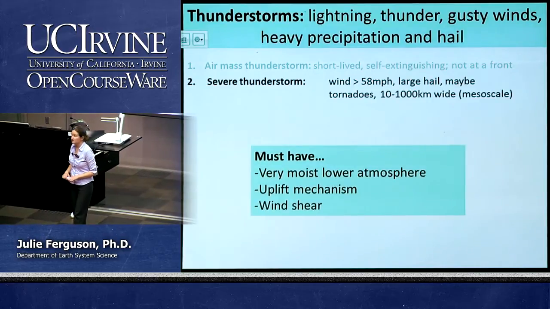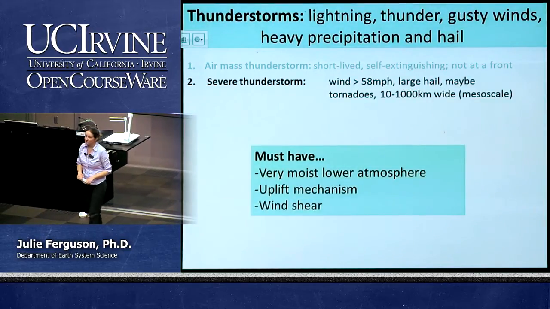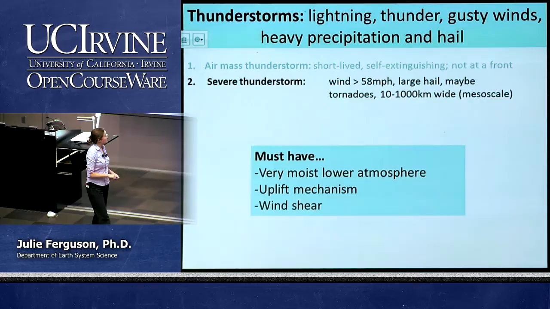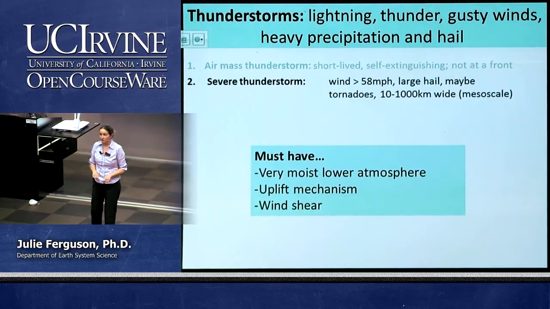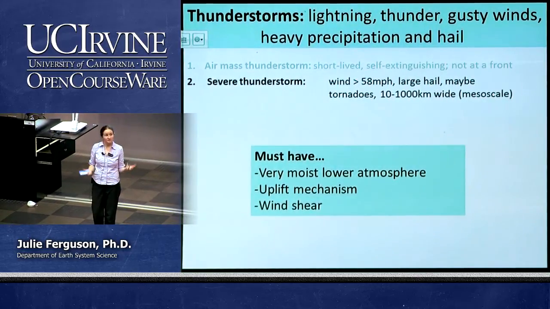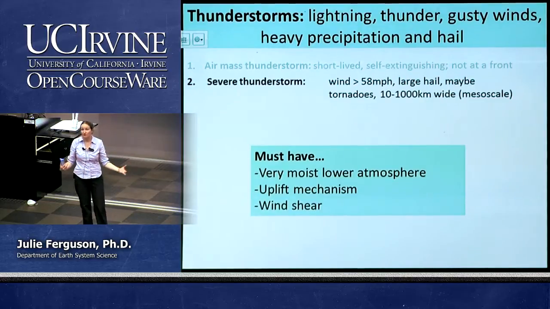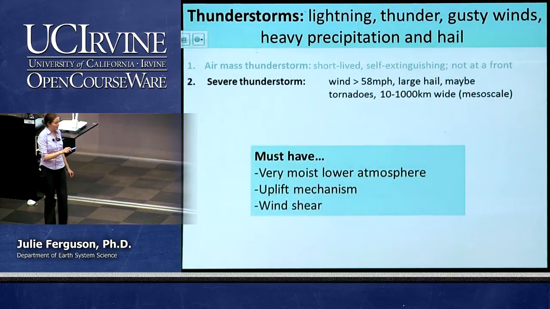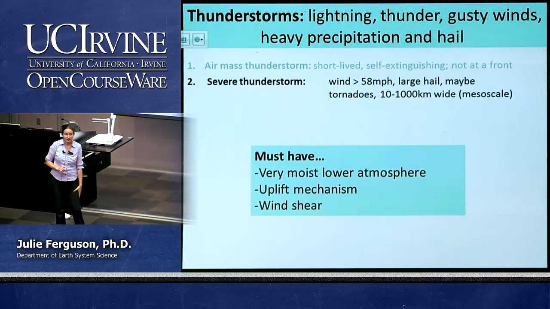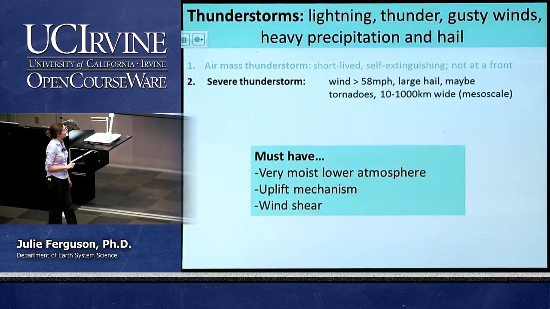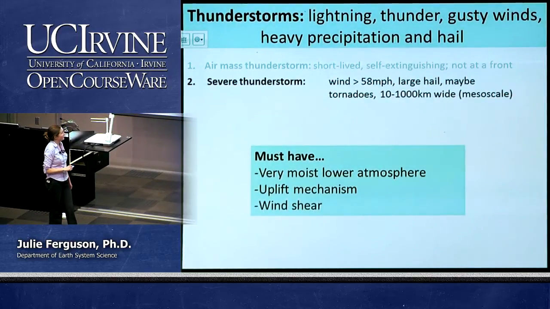They can also be much larger. So our air mass thunderstorms tend to be much smaller. These ones are anything from 10 to 1,000 kilometers wide. So these are much, much bigger systems. They tend to be longer lived. They're around for a bit longer, and they do a lot more damage. This is what people in the central part of the US are more worried about.